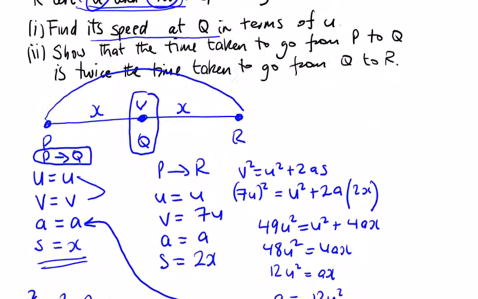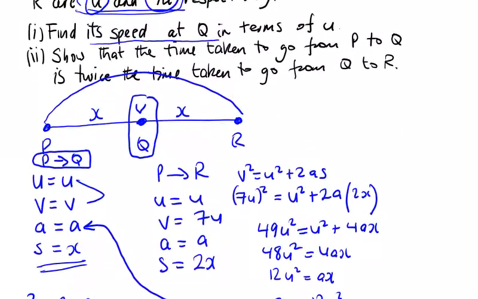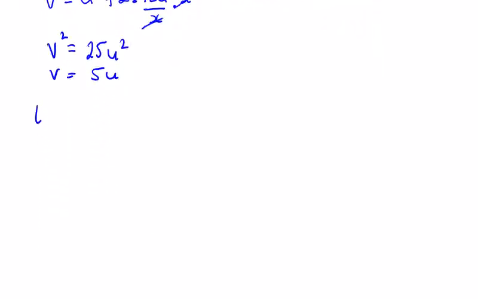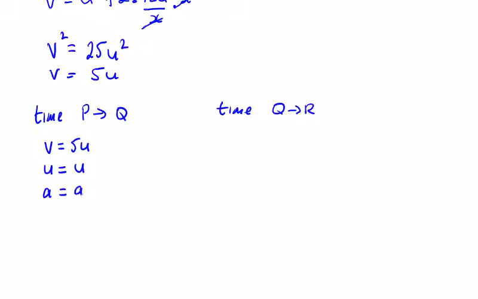Okay, there's a part 2 here. Show that the time taken to go from P to Q, so we're looking at t here, is twice that from Q to R. So the times taken, time P to Q and time Q to R. So we have v is equal to 5u. My initial velocity was equal to u. I can leave my acceleration as a, in this case the same acceleration, and then time we call t1 and t2.